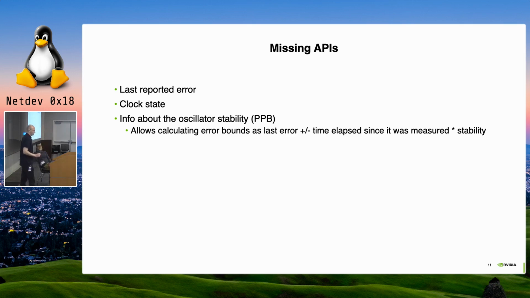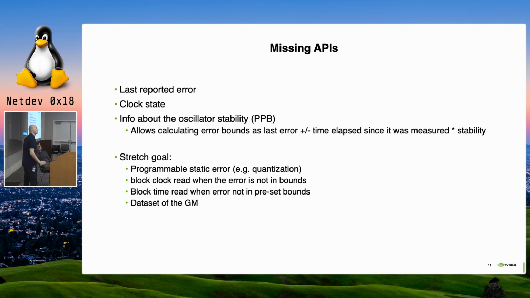Another problem is the information about the stability of the oscillator, which is required for calculating the uncertainty window and may definitely improve it. Once we know the time when the last correction happened and we know the boundaries of the oscillator stability, we can calculate the window of uncertainty for a much longer time than just, for example, immediately after the error happened and was corrected.